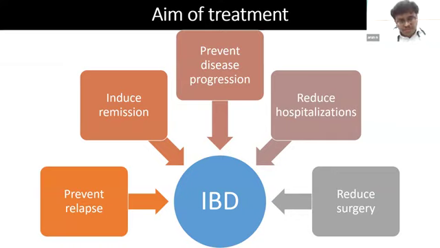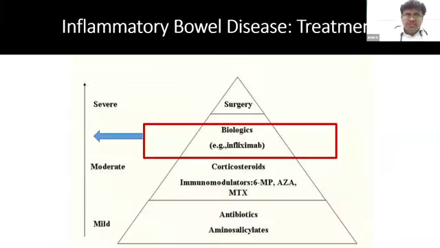That's very, very important. So our target: you need to identify the disease first. You need to prevent disease progression, reduce the rate of hospitalization, reduce surgical events, and prevent the patient from relapsing. First, we need to induce remission in the patient, so inducing remission is very, very important. Once you identify the disease, inducing remission, maintaining the remission, and preventing relapse is very important to tackle a patient. That is how your treatment goals should be established when tackling a patient with inflammatory bowel disease.